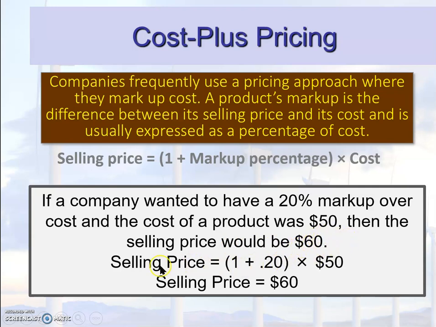The way to compute is that selling price equals, in brackets, 1 plus the markup percentage, close the bracket, multiplied by the cost. So selling price equals $60. It is quite simply the markup on cost. So that's the reason why we have it called cost plus pricing or cost-based pricing.